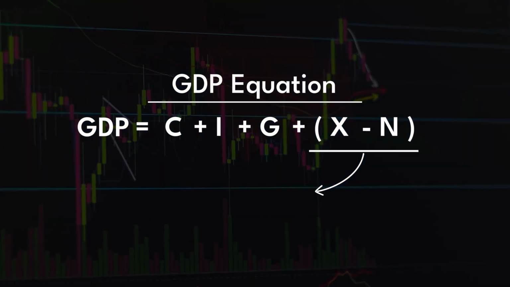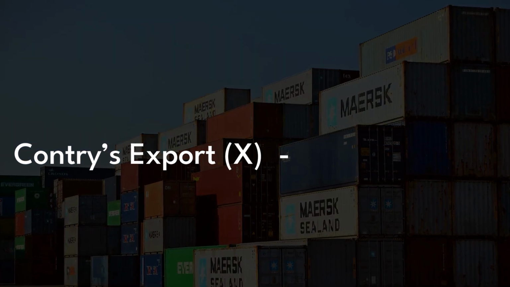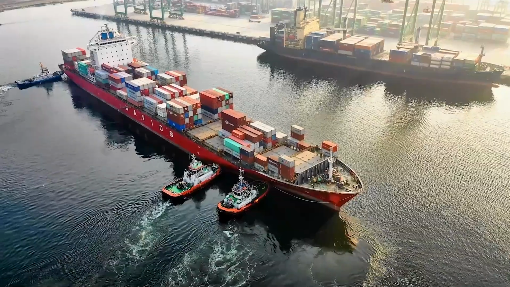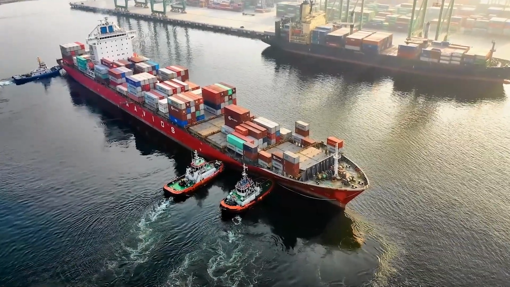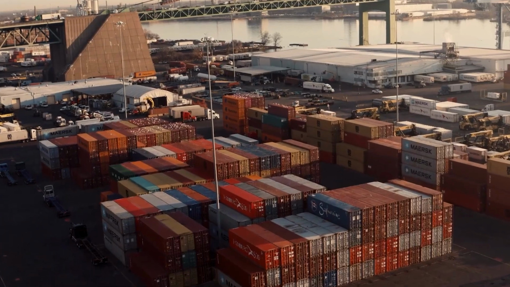X minus M represents net exports. This is the value of a country's exports, X, minus its imports, M. Exports add to GDP, as they are goods and services produced domestically and sold abroad, while imports are subtracted because they represent spending on foreign-produced goods and services.